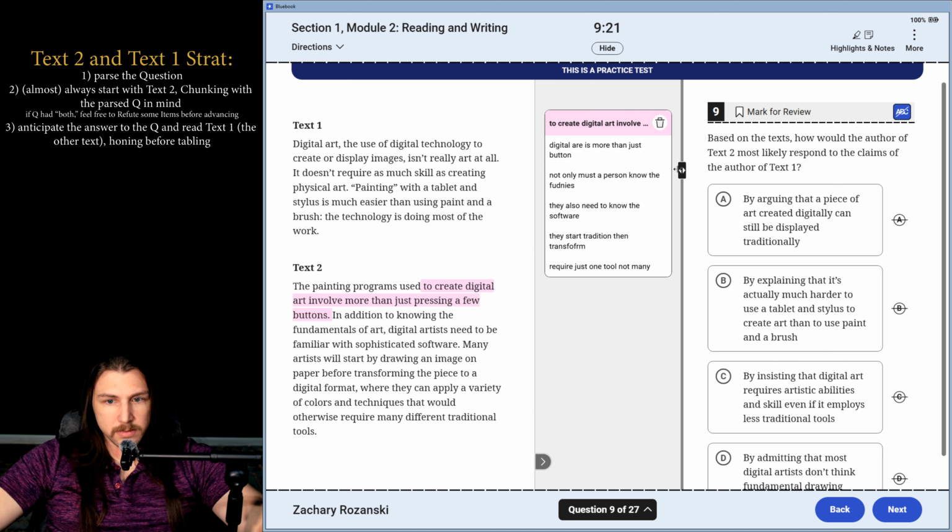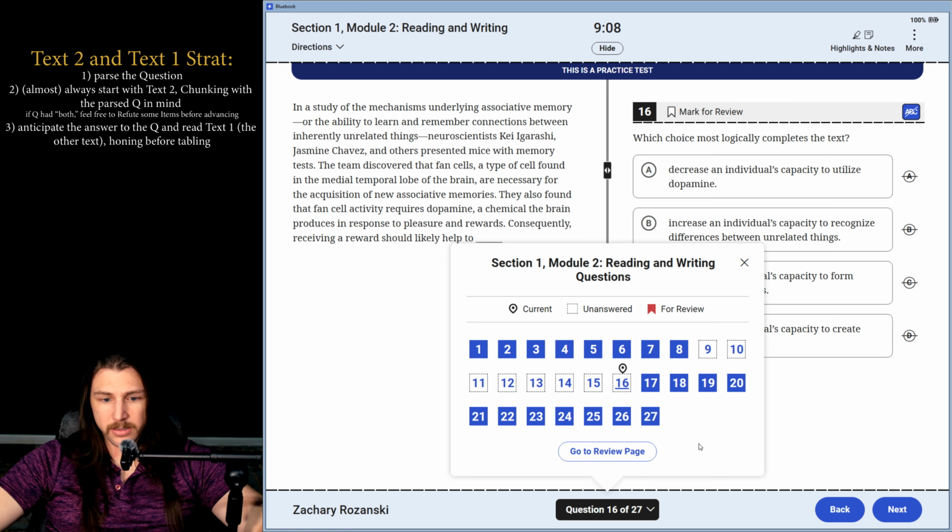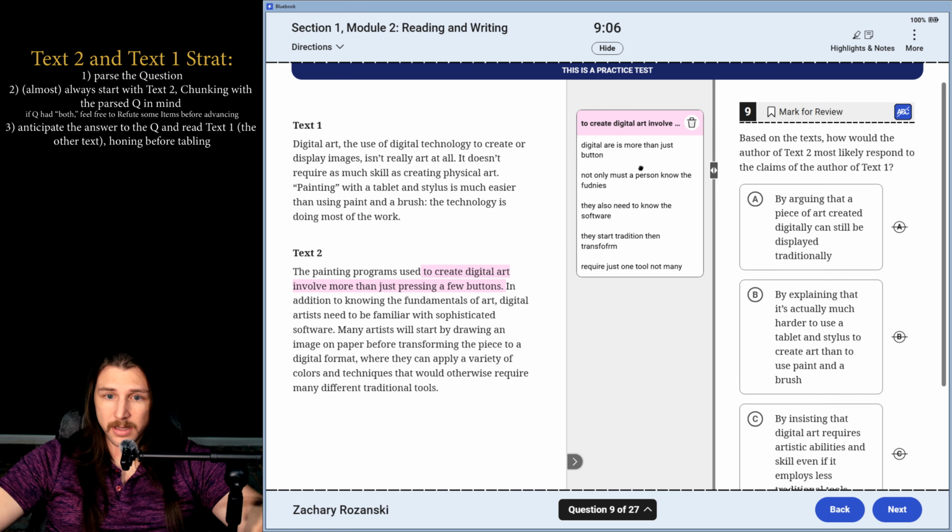Digital art. The use of digital technology to create or display art images. Oh, he's already mad. Yes, it's art, you silly geese. How am I on time? Oh my gosh, I'm not good on time. So I'm going to start cruising. Let's start engaging with this.